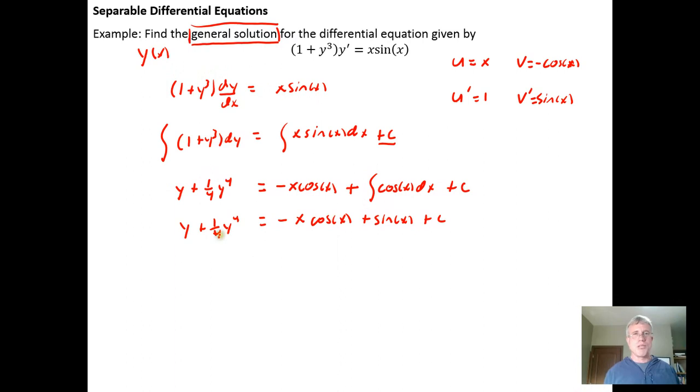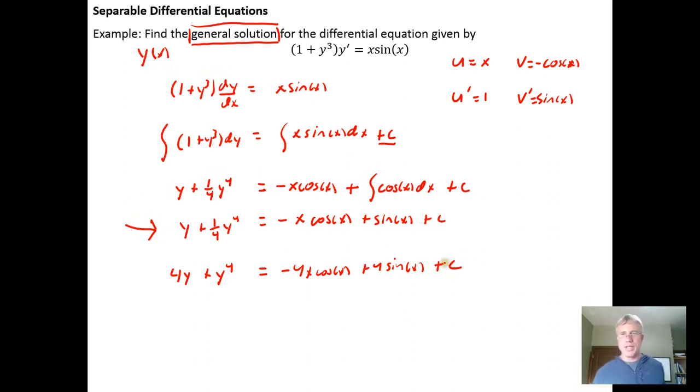We could take this one step further if we didn't want the fraction right here. If we didn't want the 1/4, we could multiply both sides by 4. You don't need to, but we could. This is 4y plus y to the 4th equals minus 4x cos x plus 4 sine x, or we could leave the 4 factored off right here, and we'd get 4 times c. What we want to recognize is, if we did this, I would usually stop right here, but if we did do this, we would want to recognize that 4 times c is just another constant, so we could in a sense absorb the multiplication by 4 into that constant.